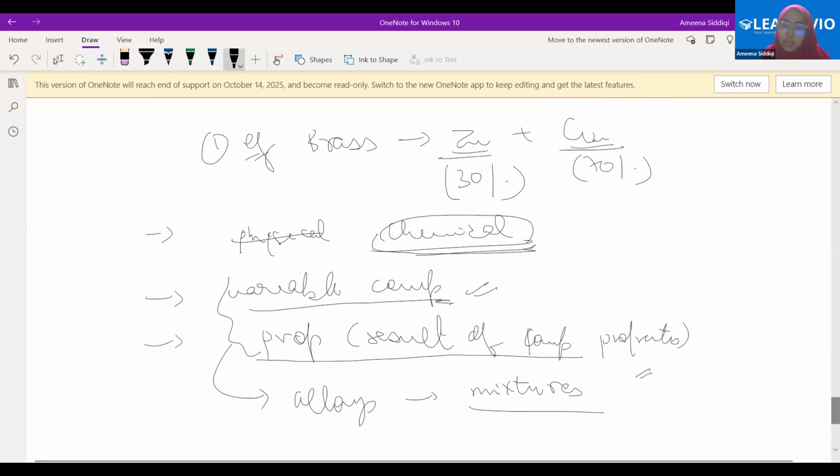But this becomes really important. See, zinc can also be present in 35%. Copper might be 65. So what are we seeing? We are seeing a variable composition. And basically, what is the purpose of alloys? The purpose of alloys is to mix the properties of two or more than two useful elements to get them in one substance, and that becomes an alloy. Is that okay?